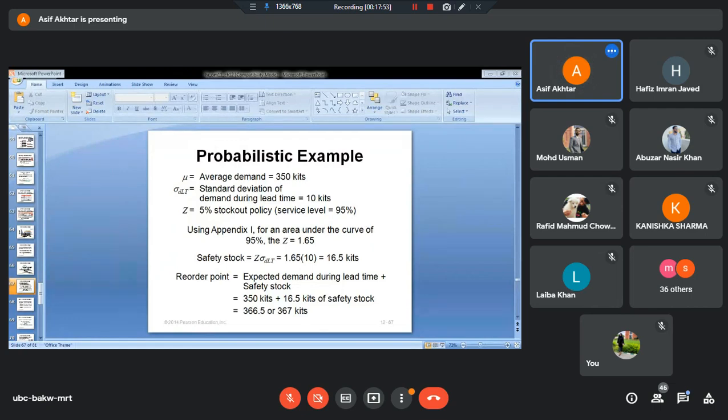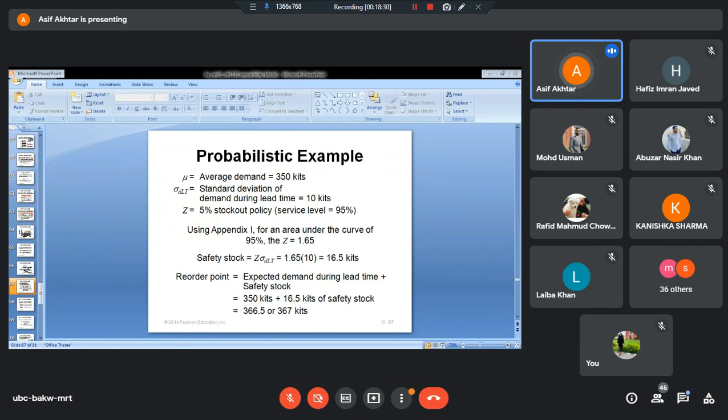Here we have the average demand. It is already given to you as 350 kits. During the lead time, it is already mentioned to you. So 350 kits is this one. Then we have the standard deviation, because we assume that the demand during lead time is normally distributed. So we have the standard deviation which is coming out to be 10. Z is the value which we need to calculate.